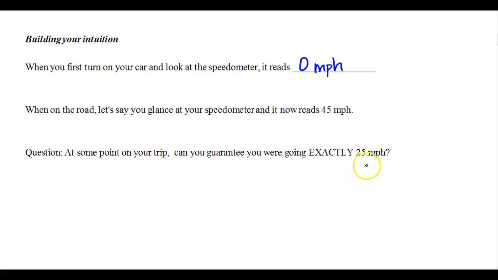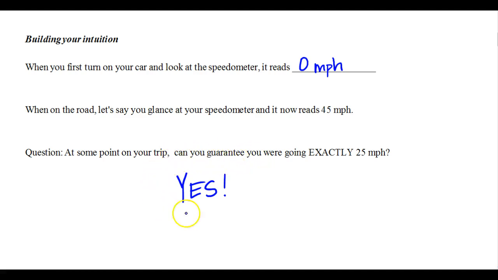So hopefully you've thought about it and you've decided yes or no. The answer is yes. The answer is absolutely yes. I can guarantee that you were going exactly 25 miles per hour if at some point you reached 45 miles per hour. In fact, I can guarantee that at some point you were going 1, 2, 3, 4, 4.5, 5. You get my drift. If you were starting at 0 miles per hour and you at some point reached 45 miles per hour, you had to somehow reach that value by crossing every single speed from 0 to 45.